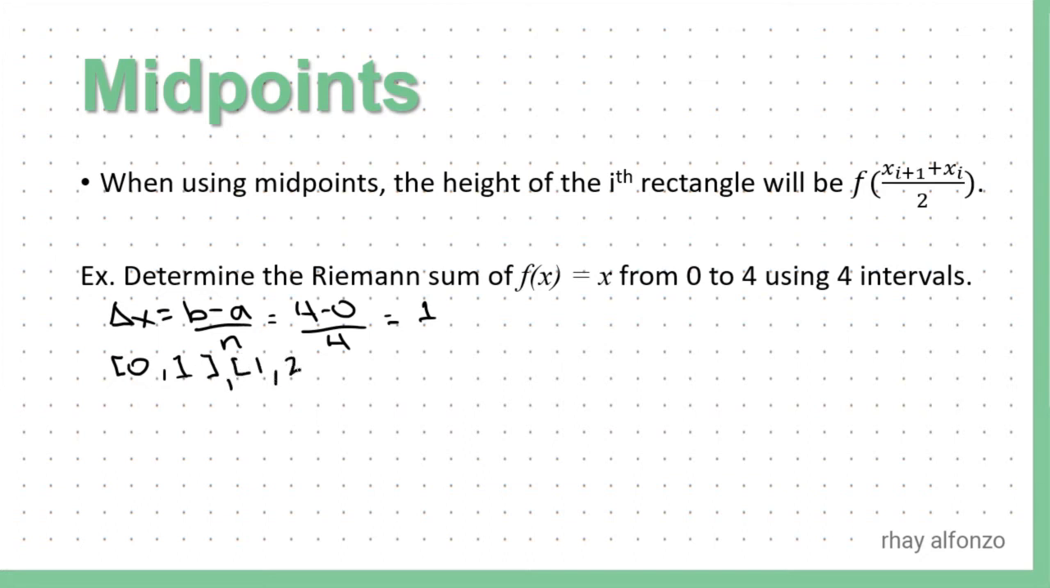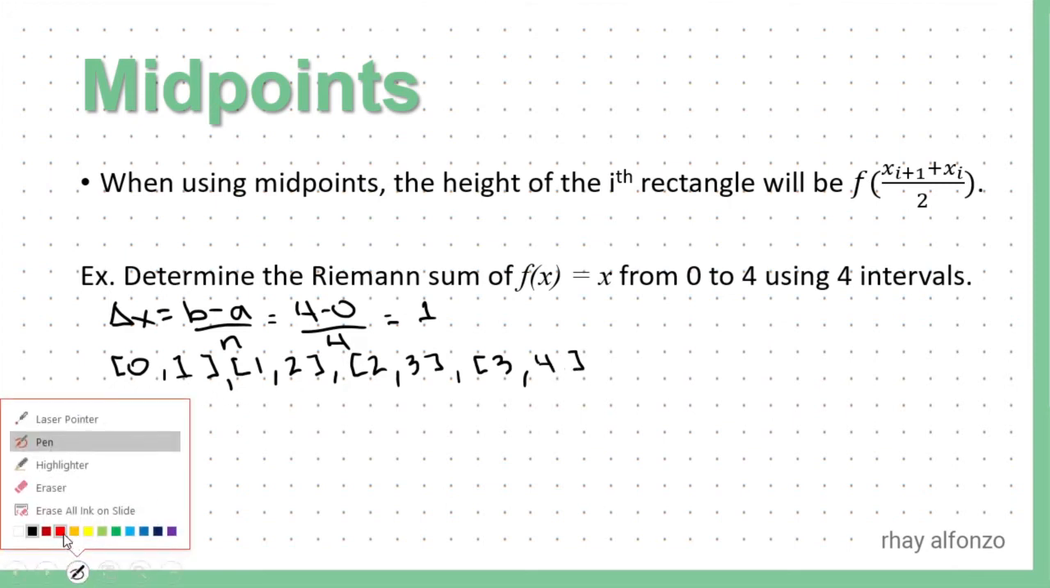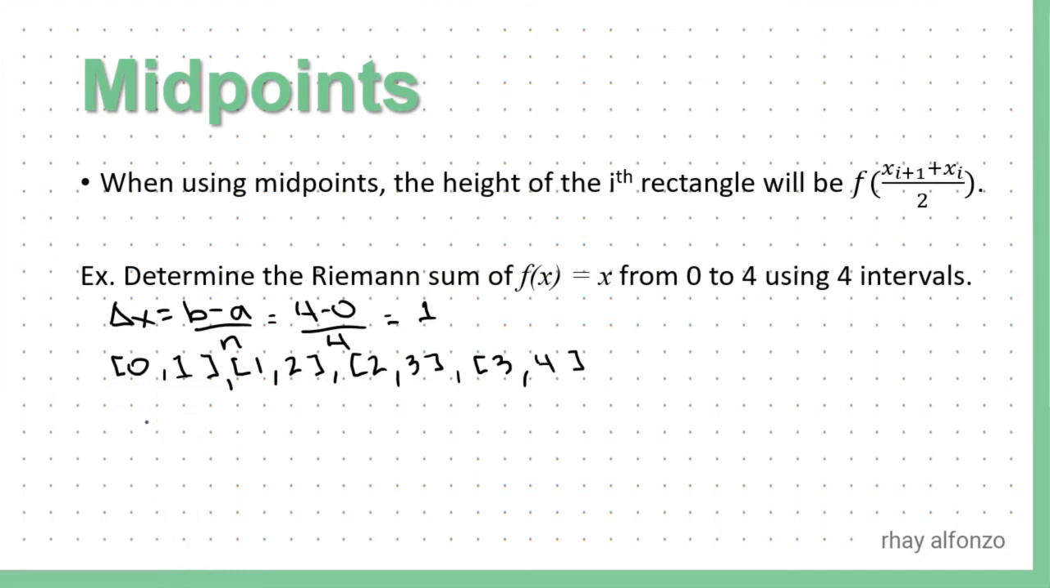And we still have the same intervals: from 0 to 1, from 1 to 2, from 2 to 3, and from 3 to 4. But now what we are going to use are midpoints. So in order to get the midpoint, what we have to do is to add the left and right endpoints of each interval and divide by 2.